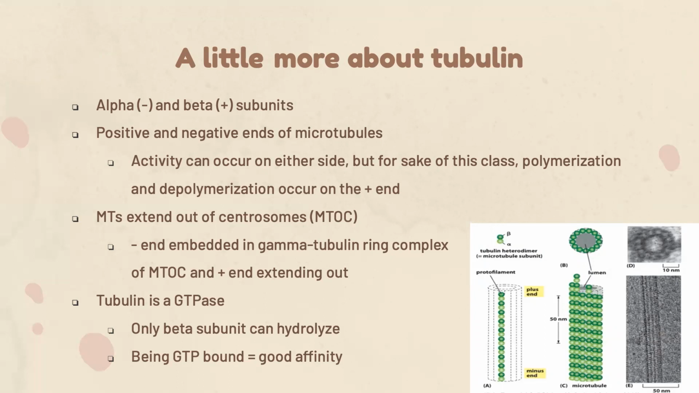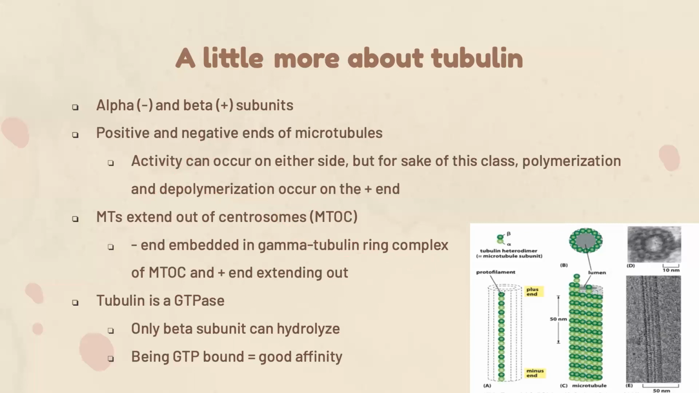Theoretically, they can occur on both sides. You can have activity on both the plus and the minus end, but just for the sake of this class, we say that really all your activity is on the plus end, because your minus end is embedded inside the MTOC, which in this case is the centrosome. And then within the centrosome, you have your gamma tubulin ring complexes. If you want to think of the centrosome, it's like that picture with a bunch of holes on the centrosome. So your minus end is embedded within those gamma tubulin ring complexes.